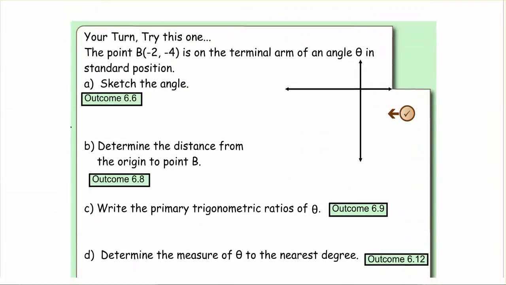Okay, I'm going to get you guys to go ahead and do this one on your own. It says the point B (-2, -4) is on the terminal arm of an angle theta in standard position. Sketch the angle. Determine the distance from the origin to B. So the same as the last one, right? Go ahead and give that a try, and then I'll pop up the answer in a minute.